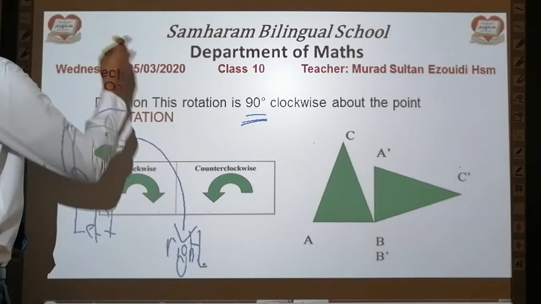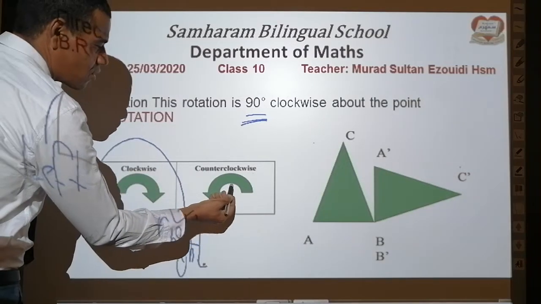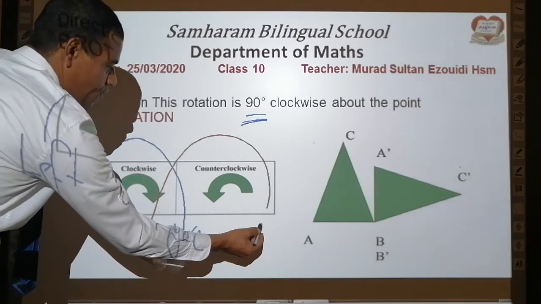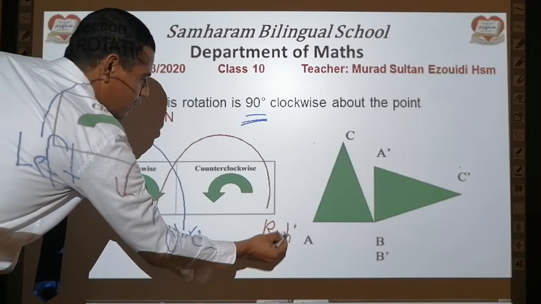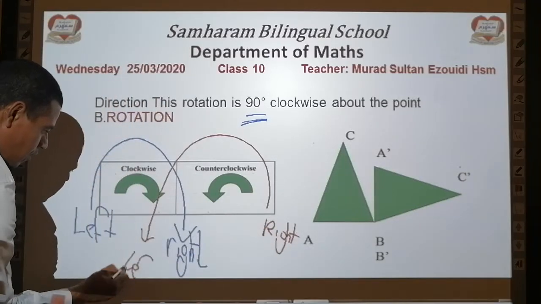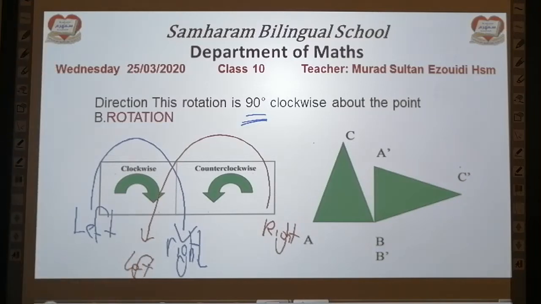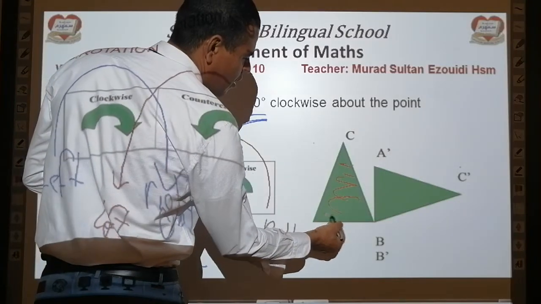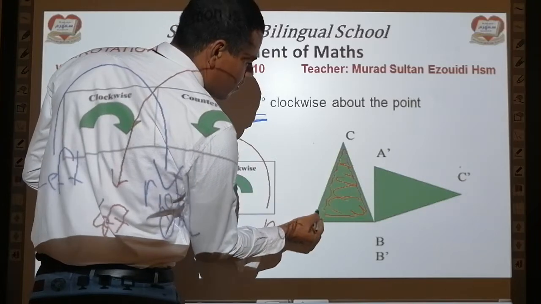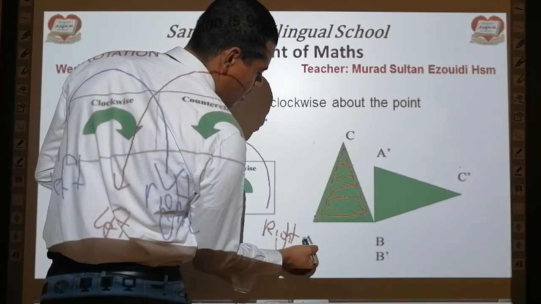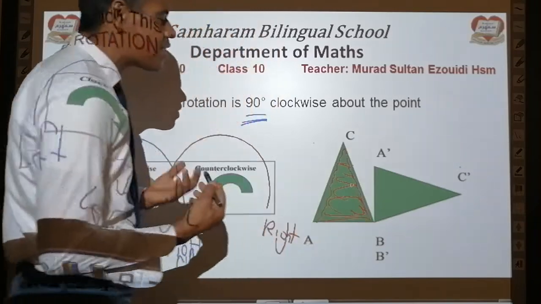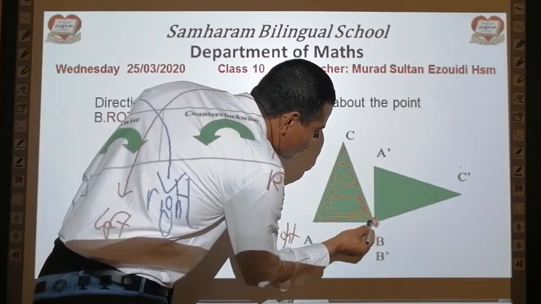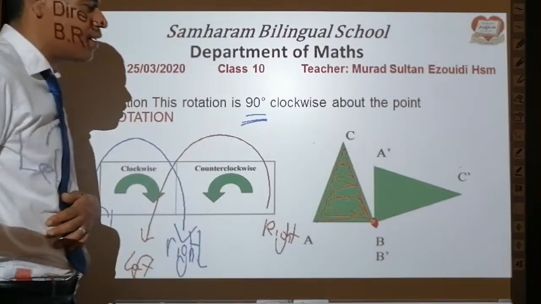Okay, and this one, my kids, is counterclockwise or anticlockwise. Okay, this one, my kids, is from right to left. Okay, good boy. Then, now this is the original. You see this one? This triangle, let's say A, B, C, is a triangle. I will try to rotate it 90 degrees about which point, my kids? About this one. This is the center. Okay? This is the center, my kids.